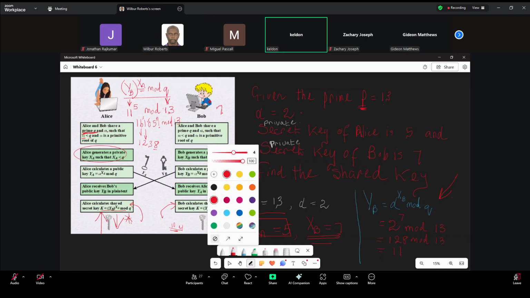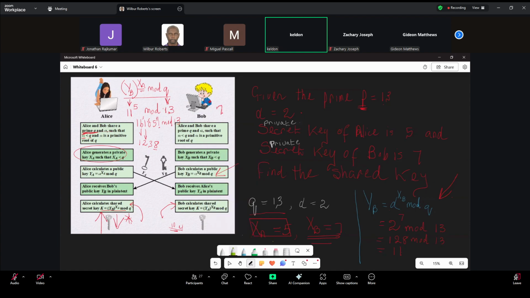Sir, I'm feeling lost. You're feeling lost? Yes, because with this writing I'm confused. I don't know where you're going from part A to part B after you find YB to be 11, and after you do 11 to the power 5 mod 13, you lose me.